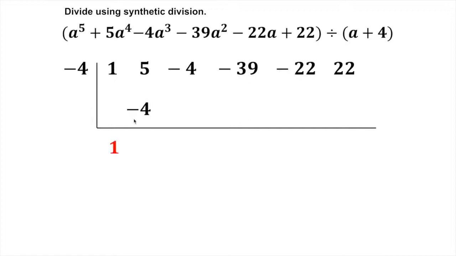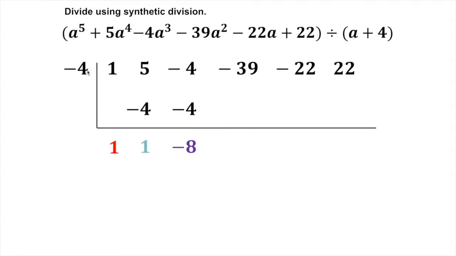If you want to use the arrows on yours, many students find that to be easier. That's fine. And I've got 5 minus 4 is 1. And again, I go through the process again. Negative 4 times 1 is negative 4. Then I add these two. Negative 4 minus 4 is negative 8.